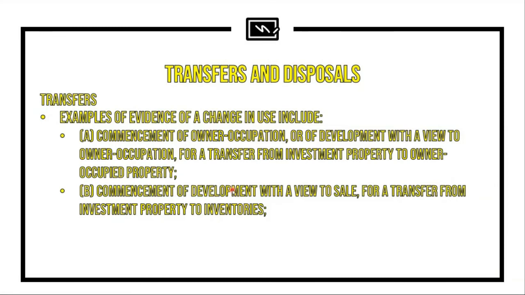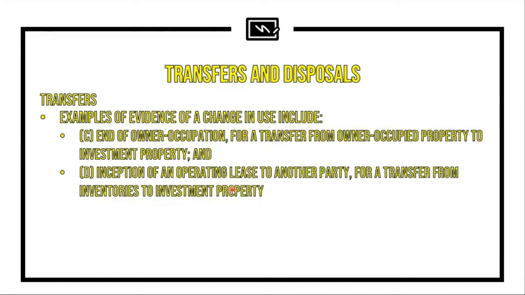But if prior to selling you're going to fix and modify the property first, then it is going to be investment property to inventories. Okay, so that's the main difference between inventories and non-current assets held for sale. Other examples, letter C, end of owner occupation, for a transfer from owner-occupied property to investment property. And inception of an operating lease to another party, for a transfer from inventories to investment property. So those are examples of transfers.